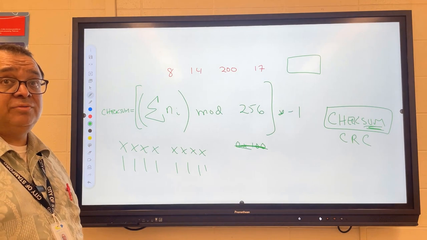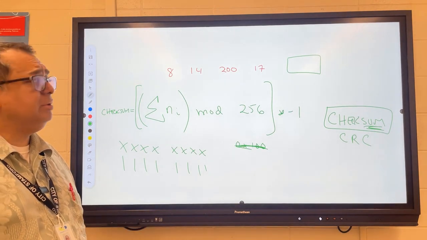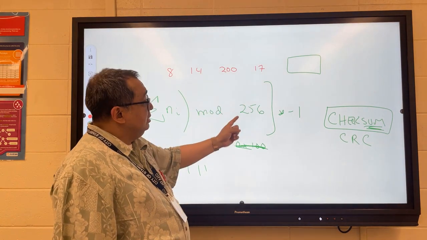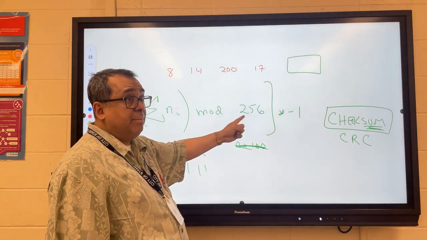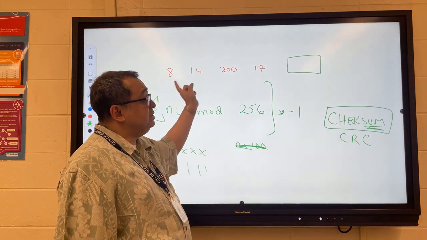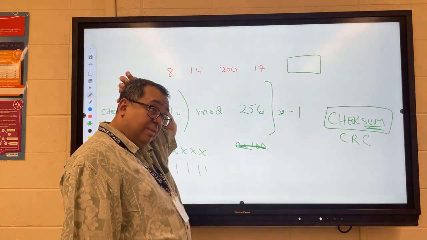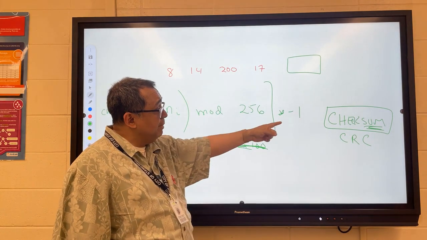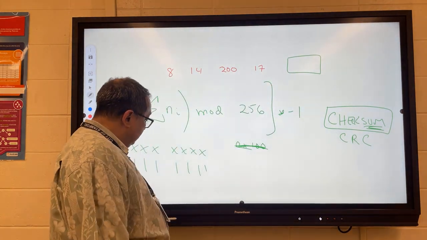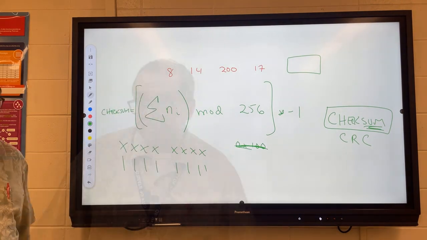You can use your calculators if you want to. I don't think you'll need to, but maybe you want to use them. So add these numbers together, do modulo 256. Remember, modulo means what is the leftover, the remainder, when we divide the sum by 256, and then take that answer and multiply it by minus 1 and put that in the green box. I'll meet you back here in just a little while.